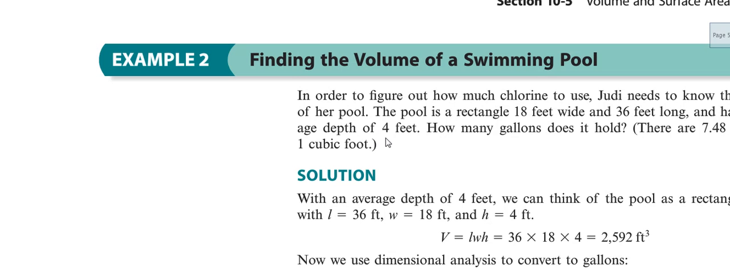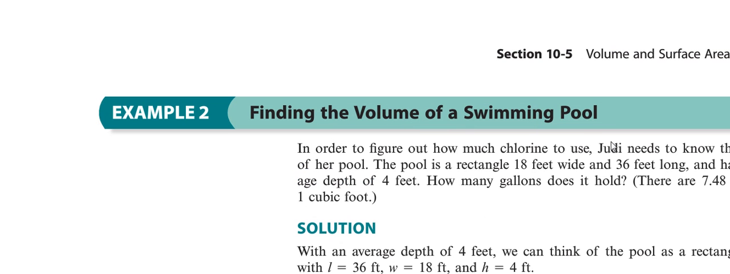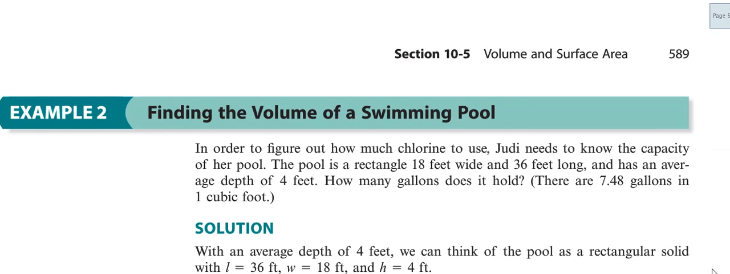Okay, here's an example. You want to find the volume of a swimming pool. The pool is a rectangular solid, 18 feet wide, 36 feet long, and has an average depth of 4 feet. How many gallons does it hold? There are 7.48 gallons in 1 cubic foot.